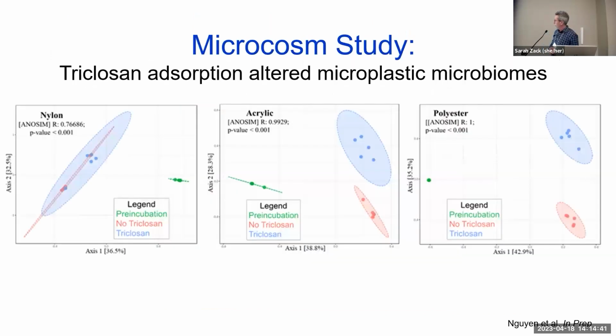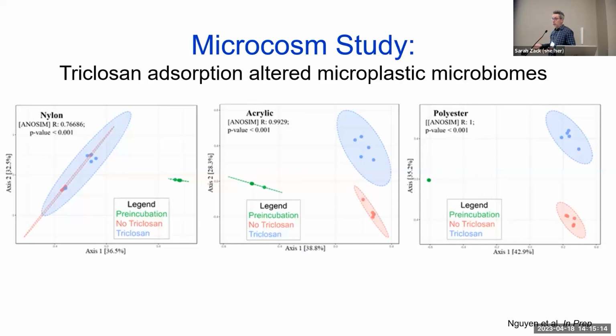And what we saw, hopefully you guys can see this better than it looks on my screen. The data for the nylon is to the left, acrylic is in the middle, and polyester is to the right. The dots that are shown in red are no triclosan amendment, and the ones in blue are the ones that were amended with triclosan. And so you can see for nylon on the left, where it didn't absorb much triclosan, we don't see a difference in the communities between the triclosan and the controls. But then for acrylic and polyester that did absorb a significant level of triclosan, we see dramatic shifts in the composition of these microbial communities.